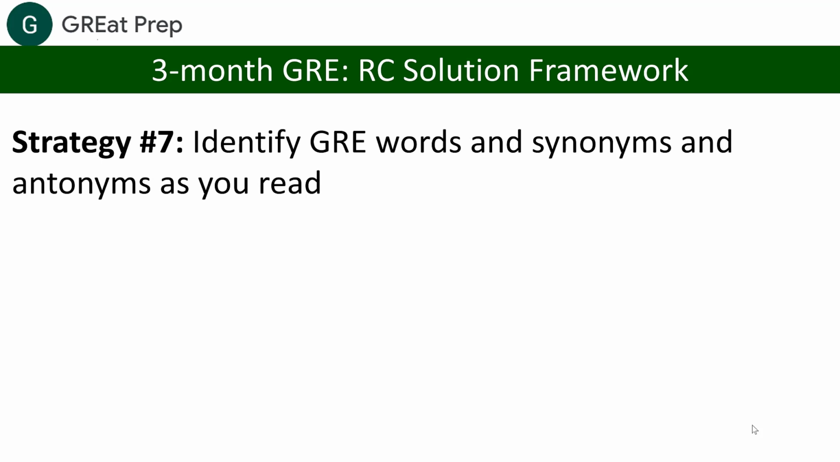Strategy 7. Tip number 7 is about identifying GRE words and synonyms and antonyms as you read. Now, as you're preparing for the GRE verbal section, you will be going through word lists. And after going through the word lists quite some time, you will find that you're able to identify the GRE words in reading comprehension passages. And when you do identify a word you're familiar with and which is part of a GRE word list, you should acknowledge it mentally as you're reading through the passage.